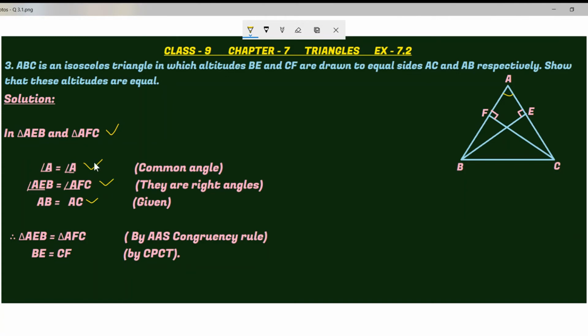Now we have two equal angles and one side. So according to the AAS congruency rule, I can say these two triangles are congruent. So if the two triangles are congruent, then we can say BE and CF are equal because both are corresponding parts of congruent triangles. That's it. Let's move on to the next question.